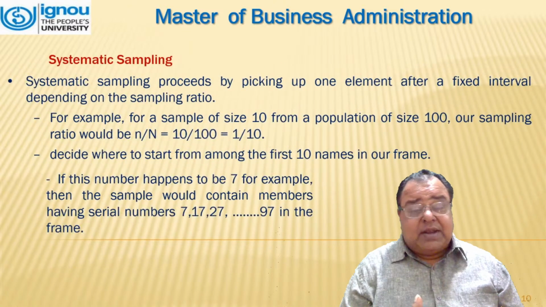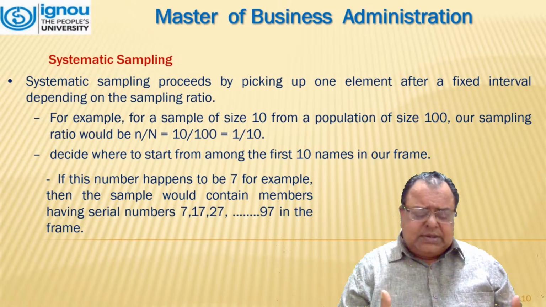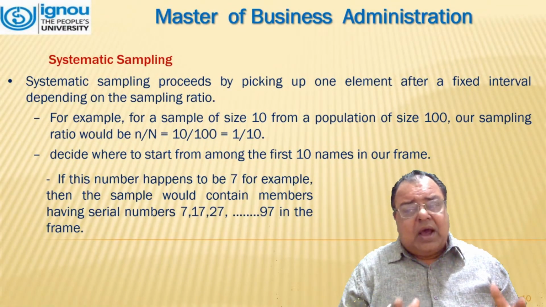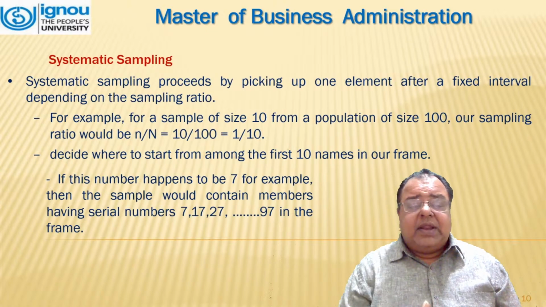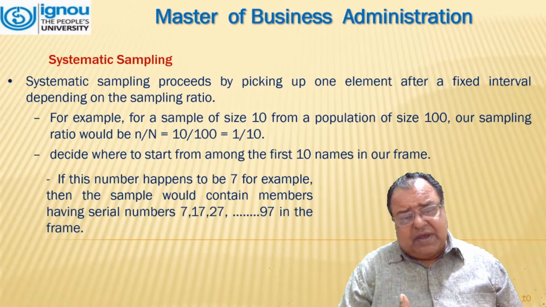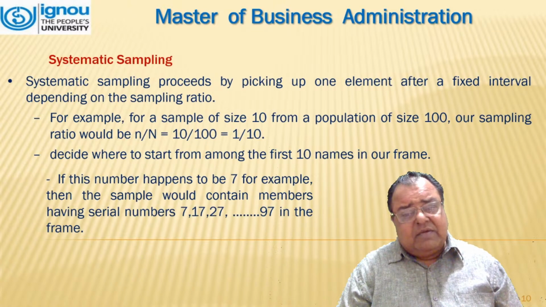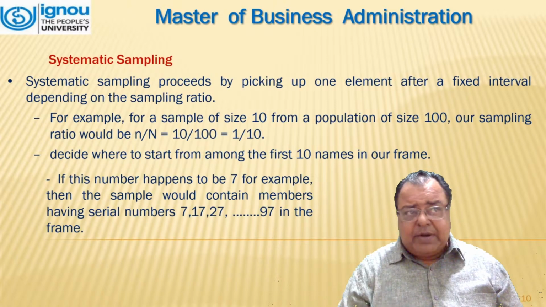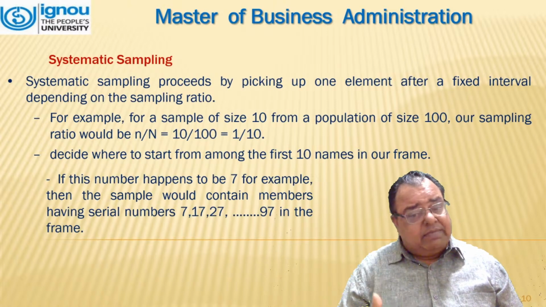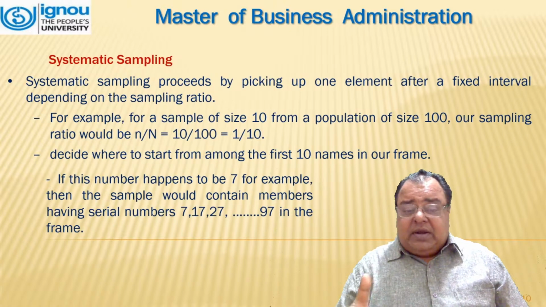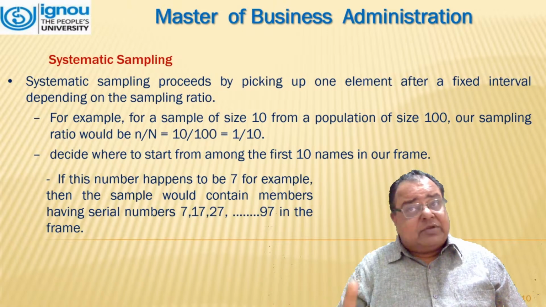Then comes systematic sampling. Systematic sampling proceeds by picking up one element after a fixed interval depending upon the sampling ratio. Suppose we have a sample of size 10 from a population of size 100. That means our sampling ratio would be small n by capital N, that is 10 by 100, which means 1 by 10. We will decide where to start from among the first 10 names of our friend.